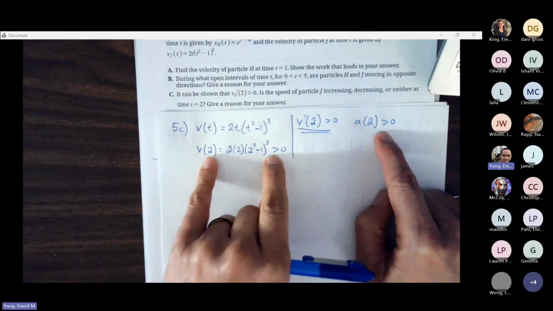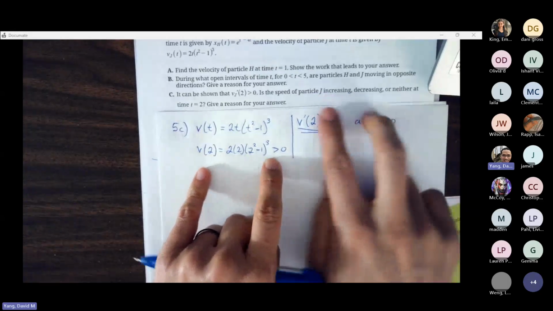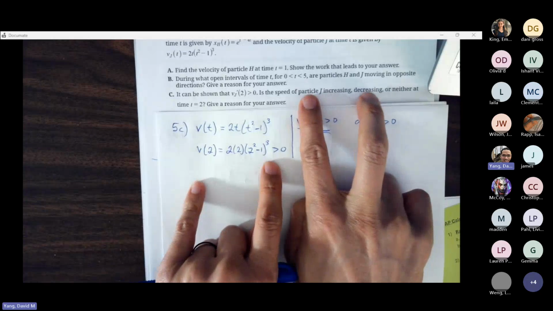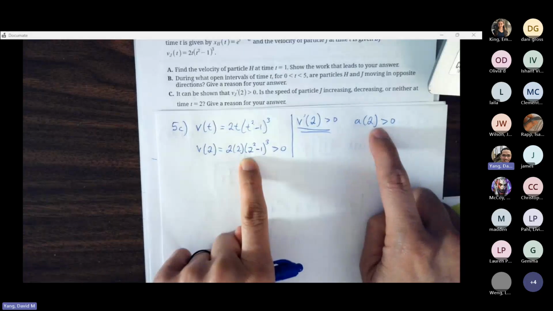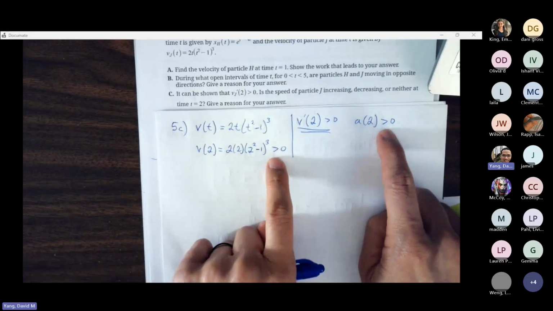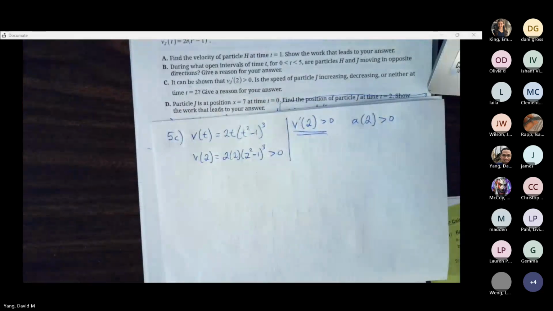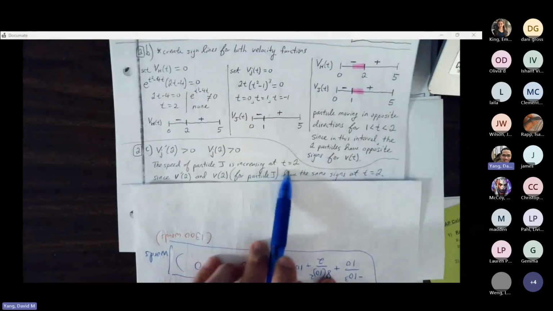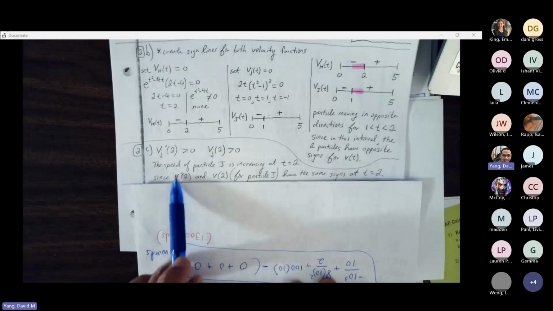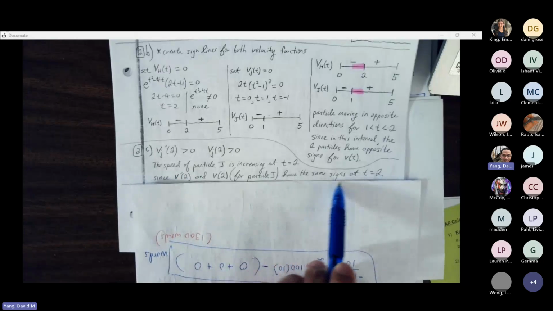So now this is what they want to ask us. Is the speed of the particle increasing or decreasing? Remember, if we're dealing with whether speed is increasing or decreasing, we compare signs, right? Because velocity is positive and acceleration is positive, they're both sharing the same sign. Therefore, we know particle J's speed is increasing at t equals 2, since V prime of 2, or you can say acceleration at 2, and V of 2 have the same signs at t equals 2.